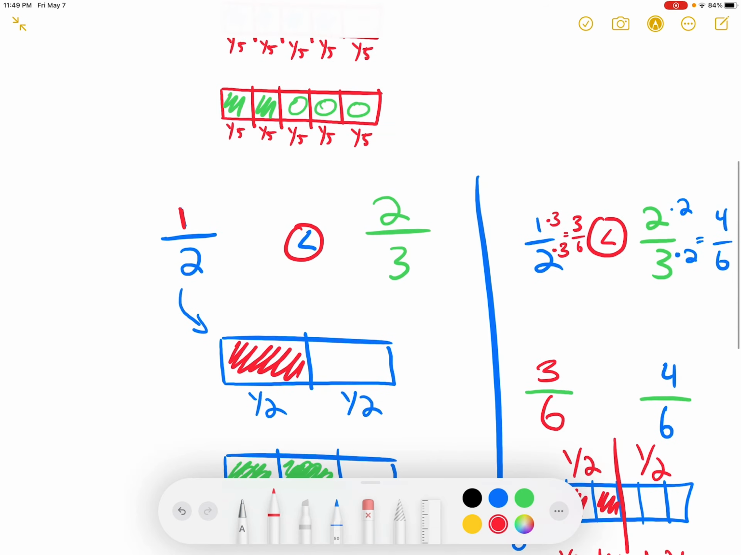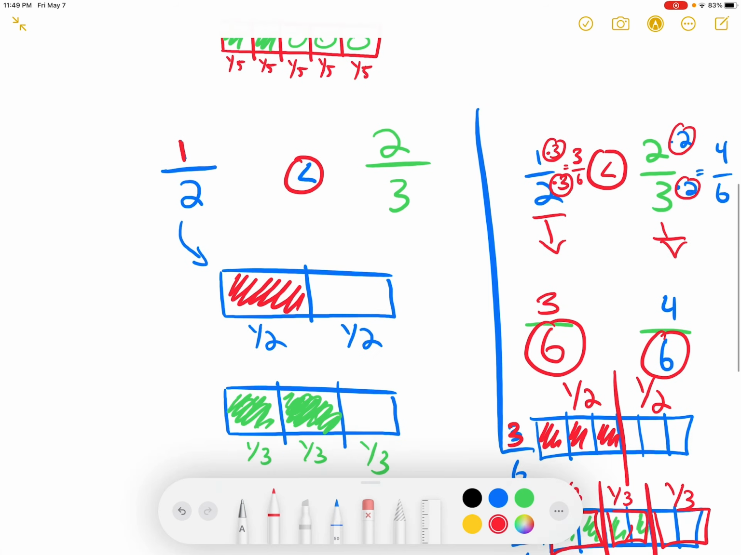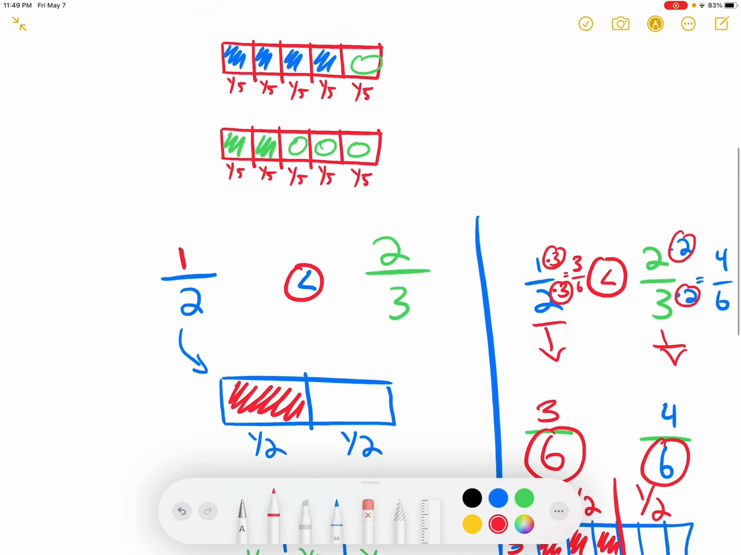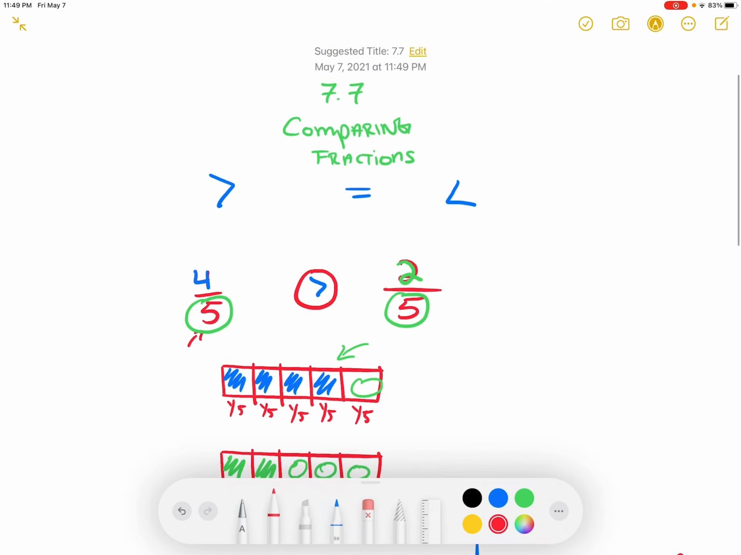And so those are the ways you can do it. So what I did here is I changed the fractions into their equivalent fractions until they had the same denominator. And whatever I multiplied to the bottom, I had to multiply to the top. And that's what gave me my equivalent fractions, and then I could easily compare my equivalent fractions to figure out which one is greater.